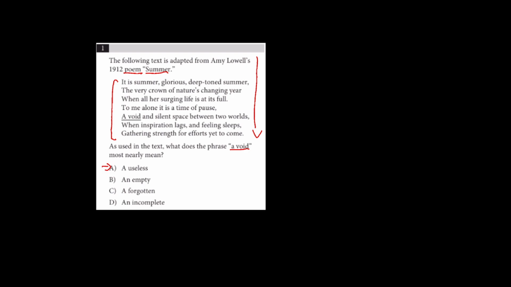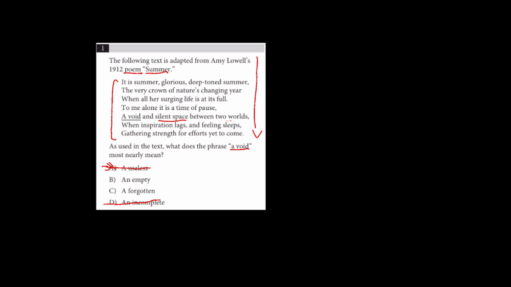Now, all of those grammatically work, but this is where you have to look at the tone and what sounds the best. A useless and an incomplete don't sound as good as an empty and a forgotten, because in this passage you're looking at a silent space between two worlds. So you're not looking for a useless space. We're going to cross out A, and there's no mention of it being incomplete or lacking in any other place, so we're going to cross out D. So either B or C is probably our best option.